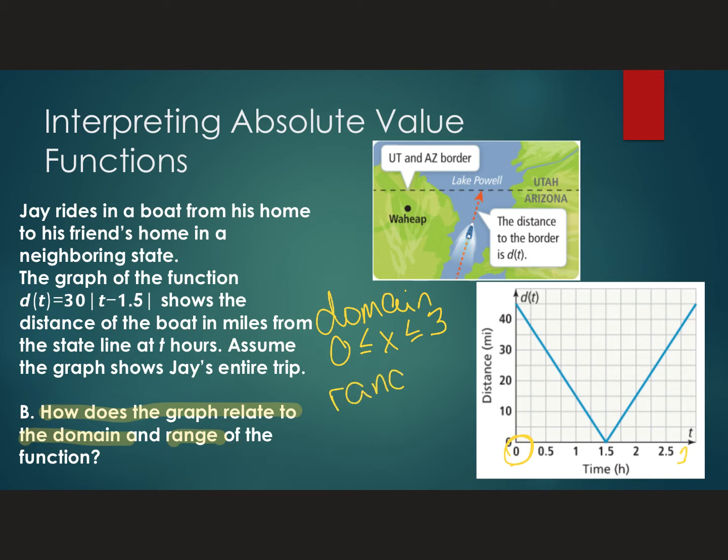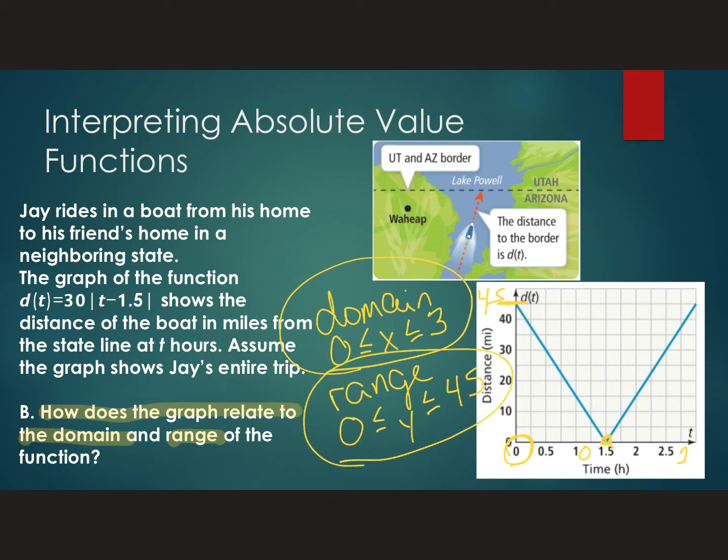Our range, the furthest he's away is 45. The closest he is 0. So our range is 0 is less than or equal to y, which is less than or equal to 45. So in this case, because we are looking at a specific instance, our domain is limited, as is our range. Our range is always limited, but in this case, it's much more limited between 0 and 45.